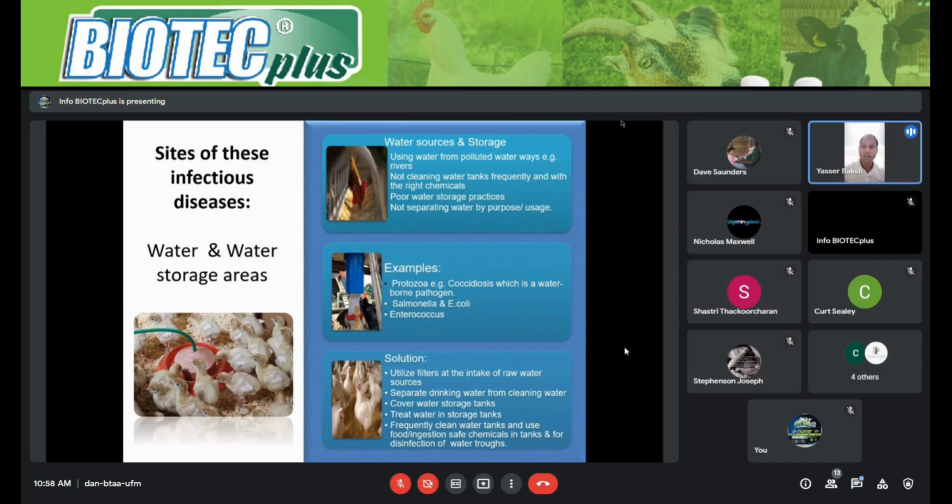So solution here again is to utilize the filters at the intake of raw water. Separate the drinking water from the cleaning water. Cover your water tanks. Cover your water tanks, because why? The same thing we mentioned with the pigeons before, or even frogs could get into your water tanks. The pigeons could defecate. They could bring disease. Your frogs could get into your water tanks as well, right? Simple fungi, bacteria, and algae. If you leave it open, you're going to have all those problems.